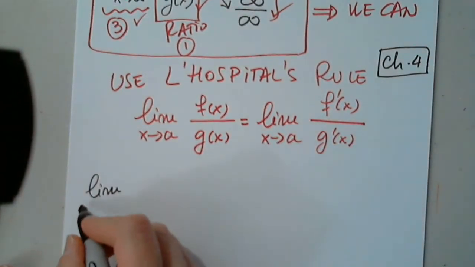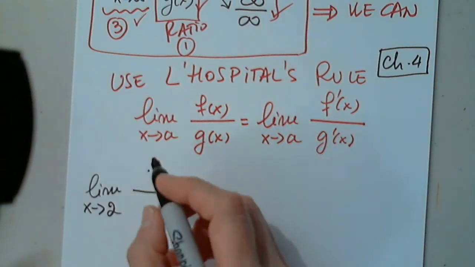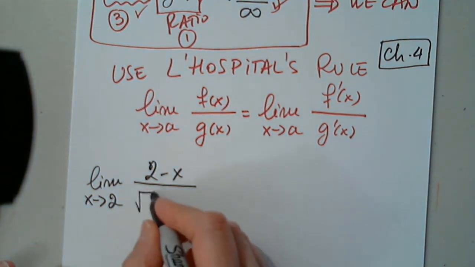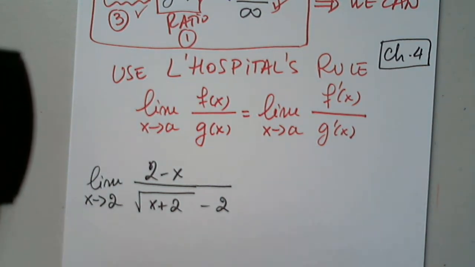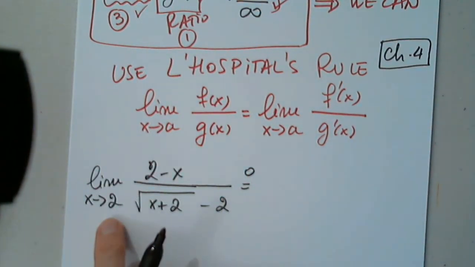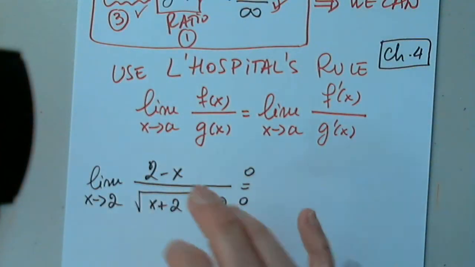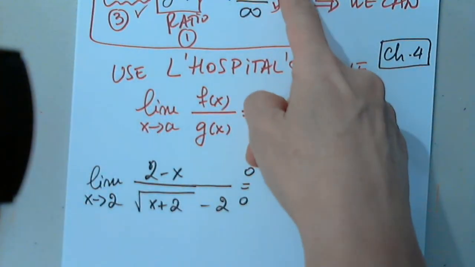Limit as x approaches 2 of 2 minus x over the square root of x plus 2, minus 2. So the numerator is going to 0 when I plug in 2. And the denominator is the square root of 4, which is 2. 2 minus 2 is 0. All conditions are fulfilled: limit, ratio, 0 over 0.